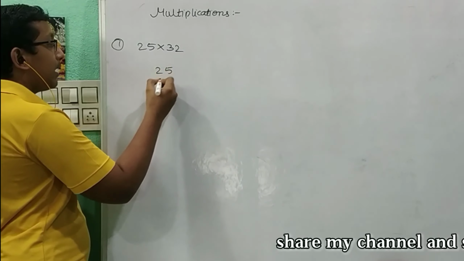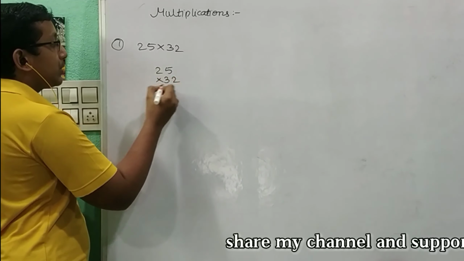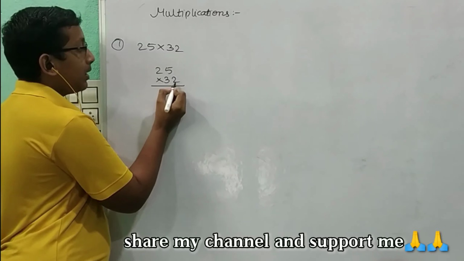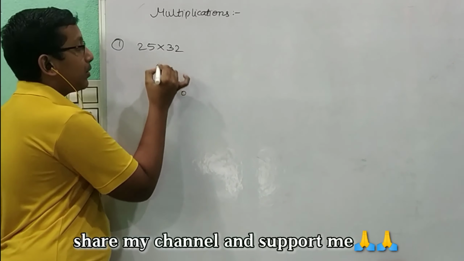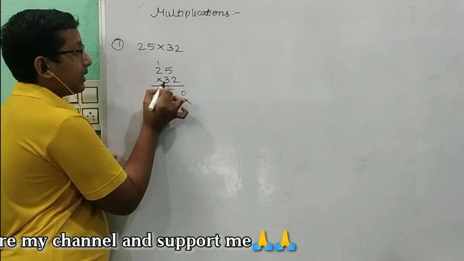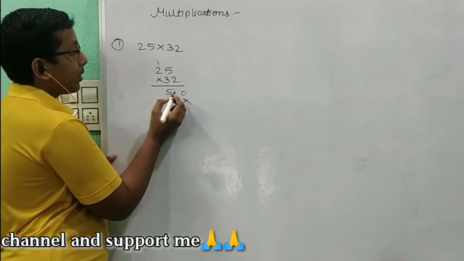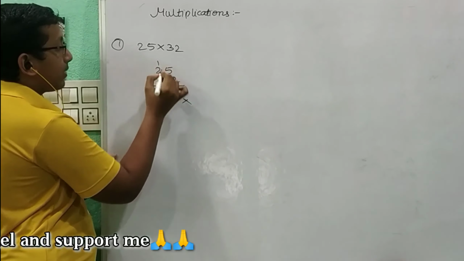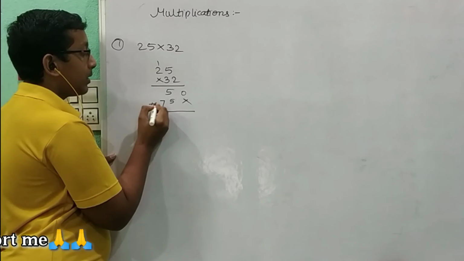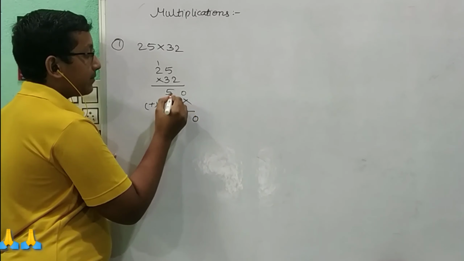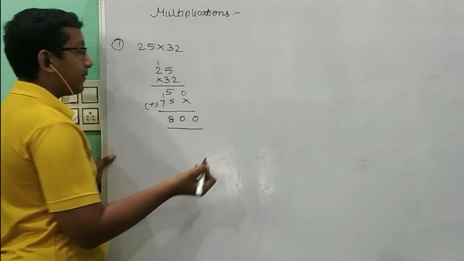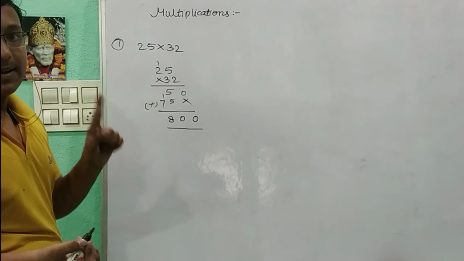So 25 into 32. The students usually write it this way and do the multiplication. First of all, 2 5s are 10, so 0, carry 1. 2 2s are 4 and plus 1, 5. Now 3 5s are 15, 5 and carry 1. 3 2s are 6 and 1, 7. If you do the addition here, you will get 0, and 5 plus 5 is 10, 0, carry 1. So 7 plus 1 is 8. So 800 is our answer. So this is our first method.